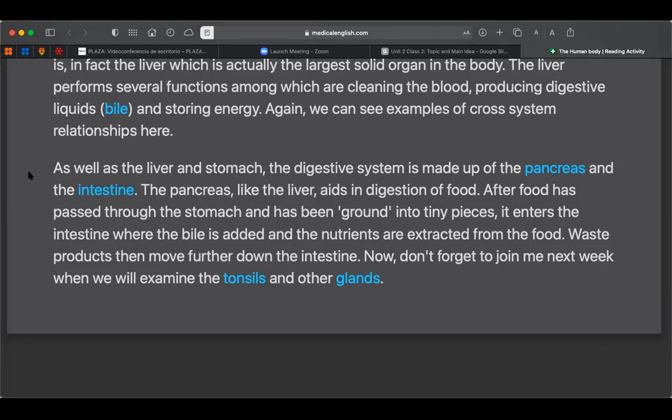As well as the liver and stomach, the digestive system is made up of the pancreas and the intestine. The pancreas, like the liver, aids the digestion of food. After food has passed through the stomach and been ground into tiny pieces, it enters the intestine where the bile is added and the nutrients are extracted from the food. Okay, very good.